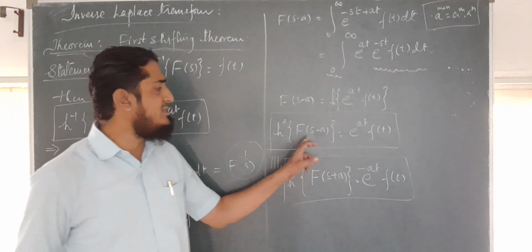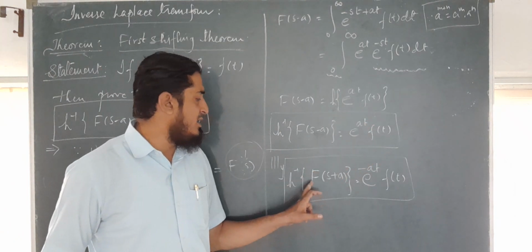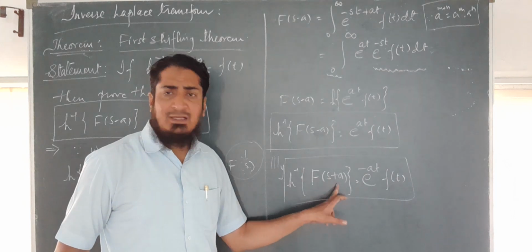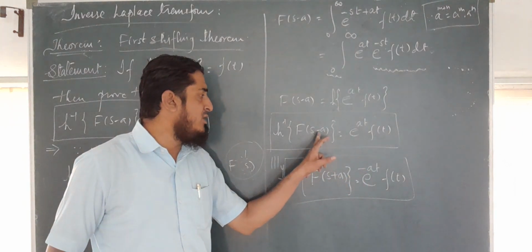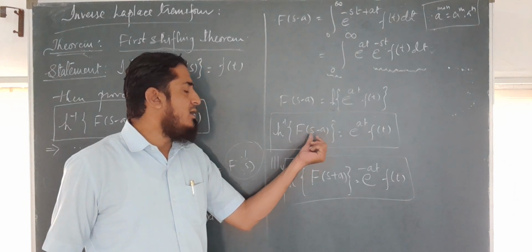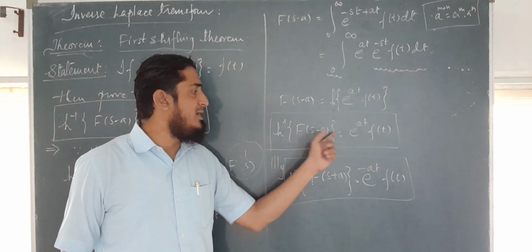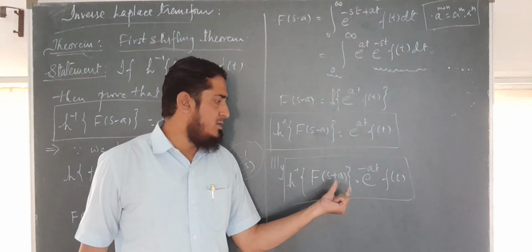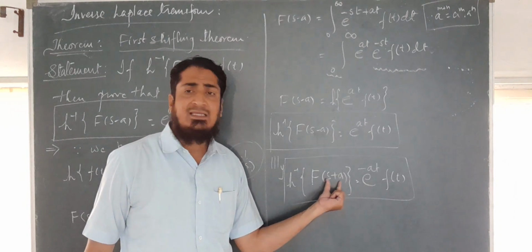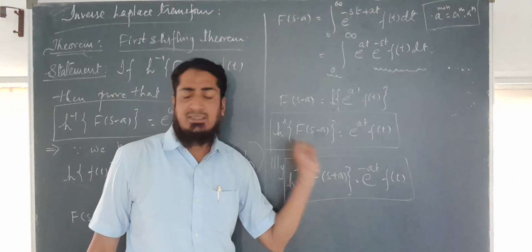If we have s minus a, we will get e raised to positive at, and if F of s plus a, we will get e raised to minus at. Vice versa, if we replace s by s minus a, we will get e raised to at in positive, and if we replace s by s plus a, we will get e raised to minus at.